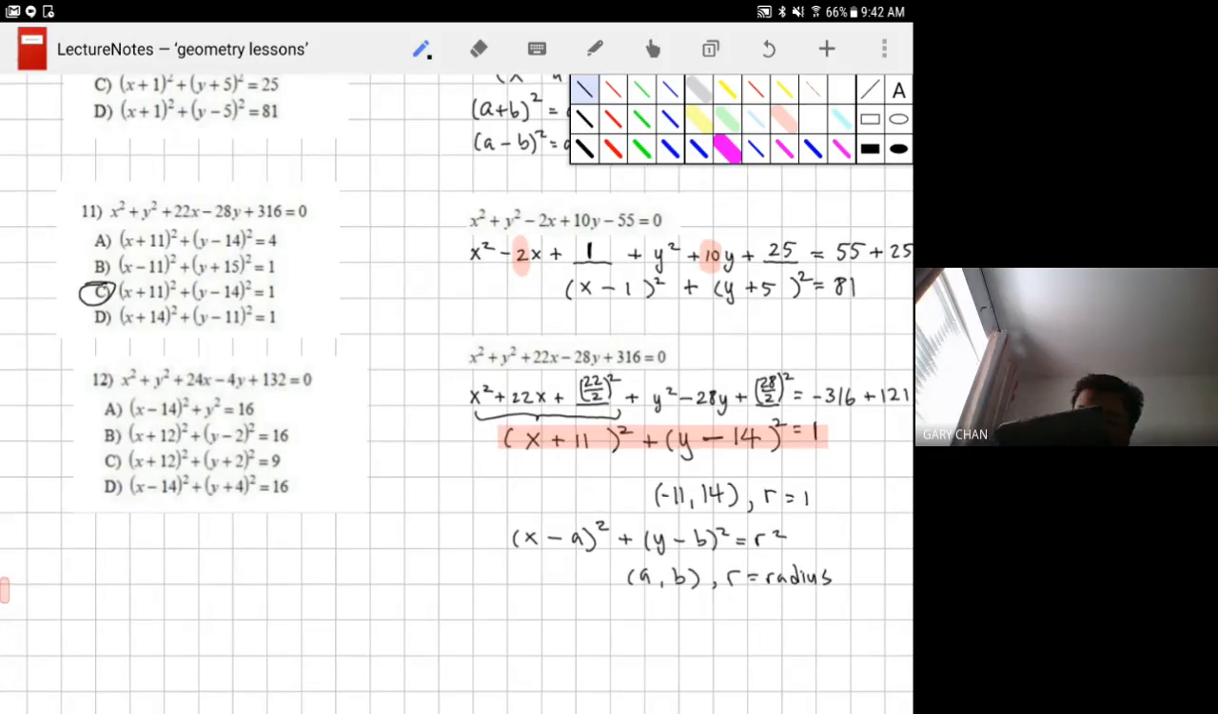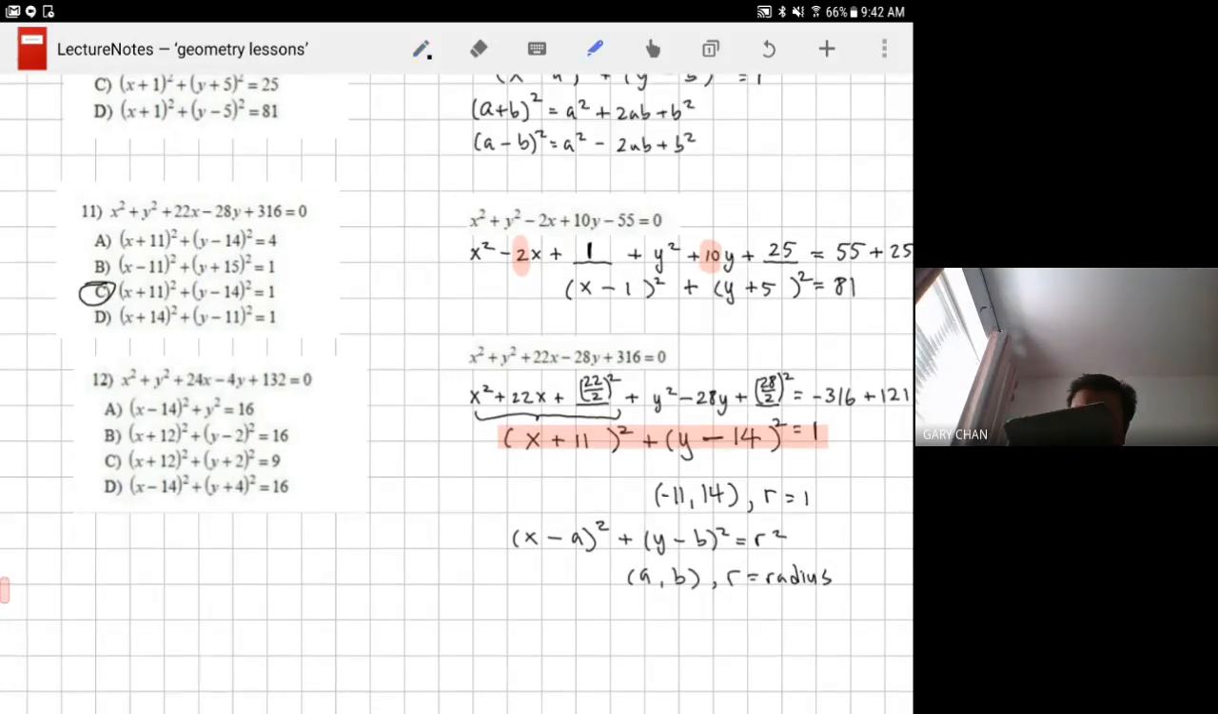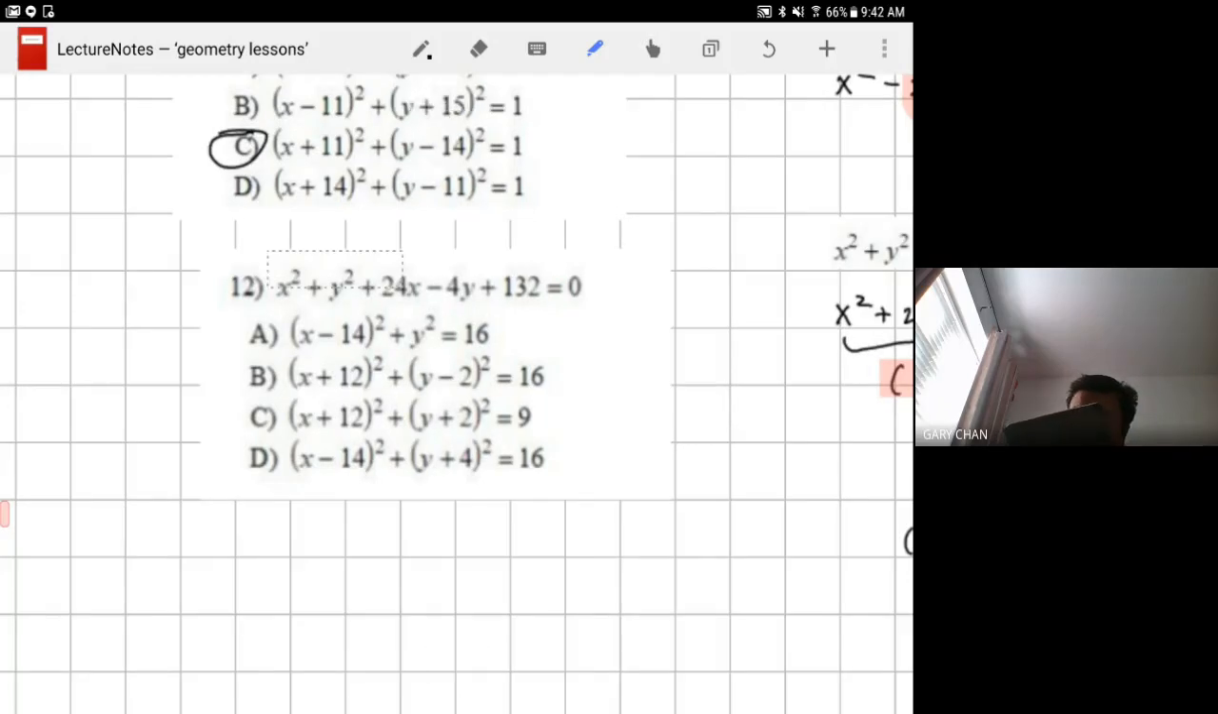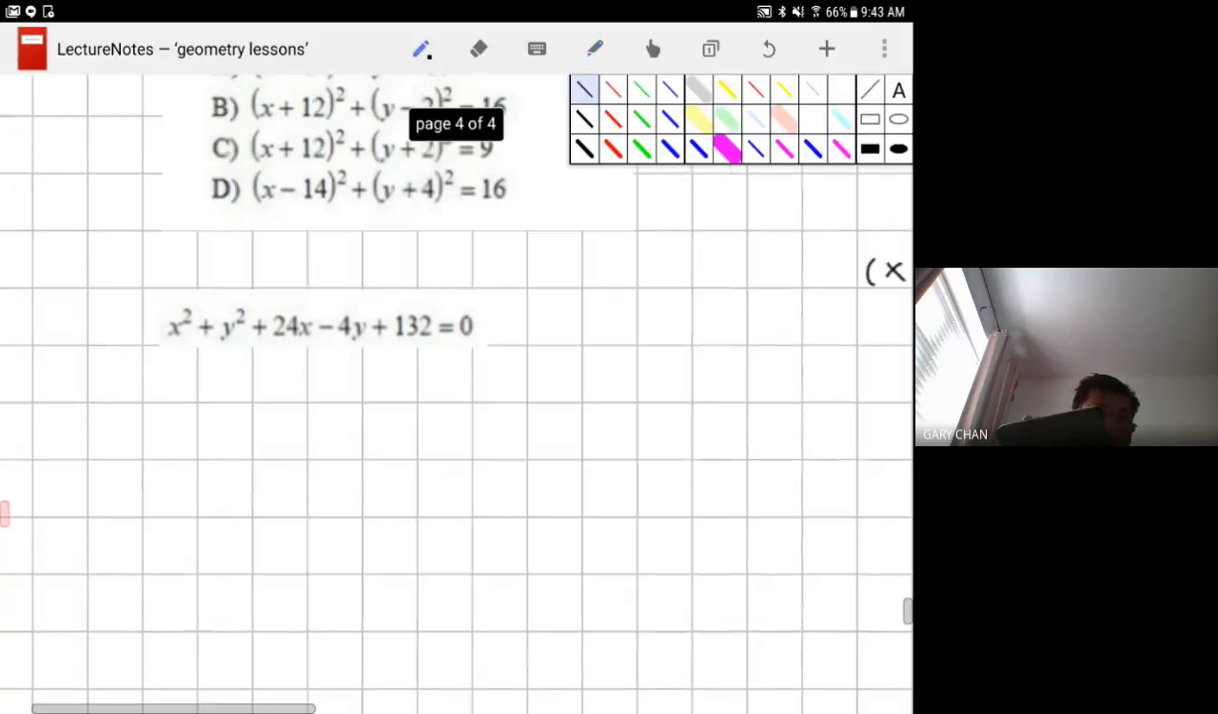Okay, let's take a look at the last problem here. I have this one right here, and I am going to copy this and write it down directly underneath.